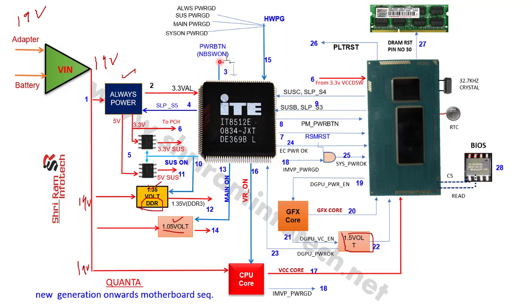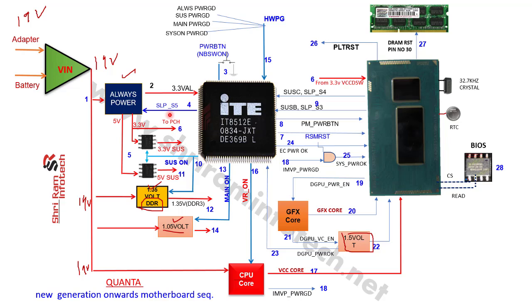So the SIO waits for the power button. Here is the power button, also called NBSW on or power switch. On the power button there will be 3 volt, and once the button is pressed that 3 volt becomes 0 volt, and when we release the button it goes back to 3. So a 3-0-3 bounce is created at step number 3. Once we press the power button, the SIO releases a signal at step number 4.